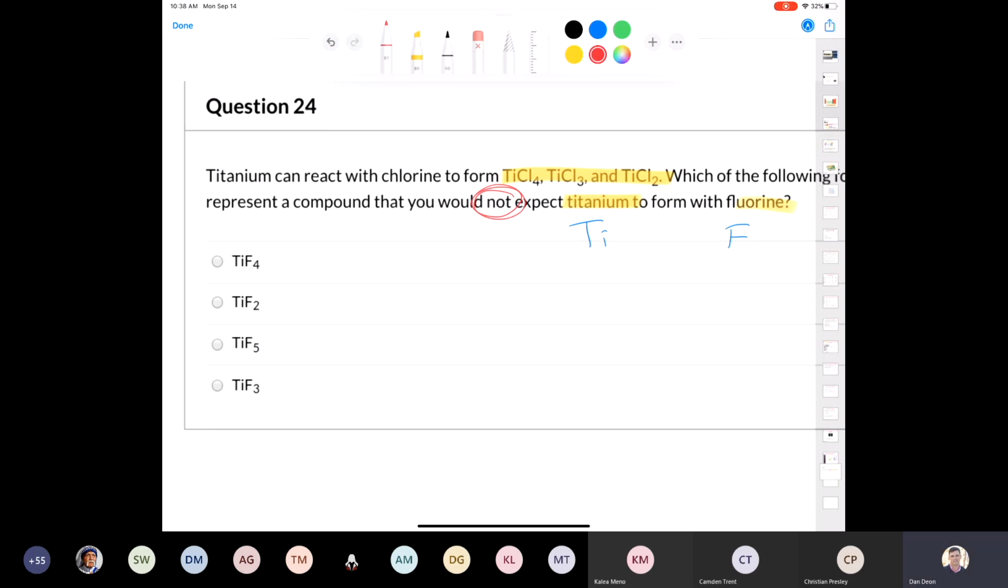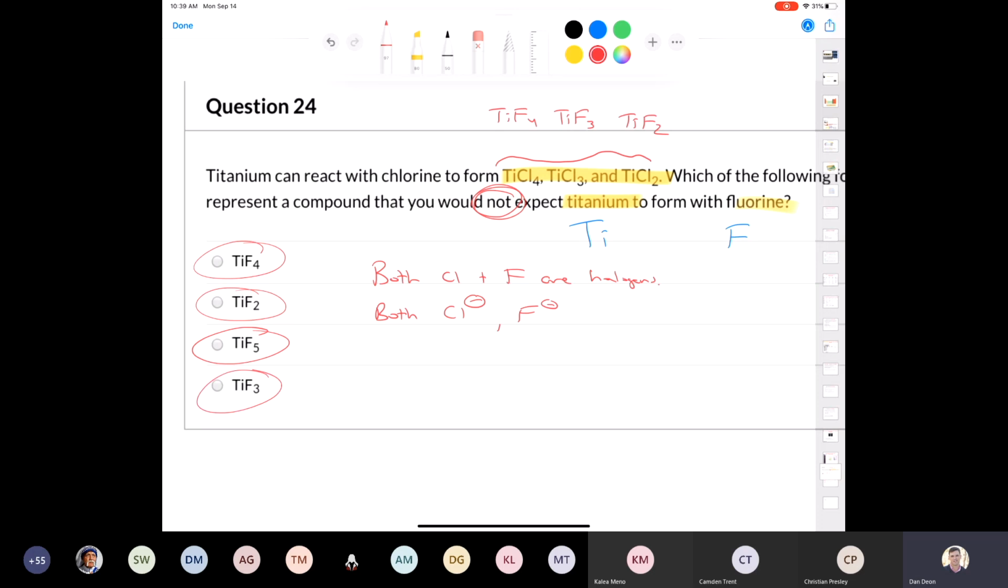I see Violet and Sierra have the right answer. Yes, Deona. Yes, TiF5. That's the answer, isn't it? Right, because both chlorine and fluorine are halogens. So that means both are going to have a charge of -1, chloride or fluoride. So that means that fluorine is going to be able to make all the analogous compounds. You're going to have TiF4, you're going to have TiF3, and you're going to have TiF2. You're not going to have TiF5. Not going to do it.